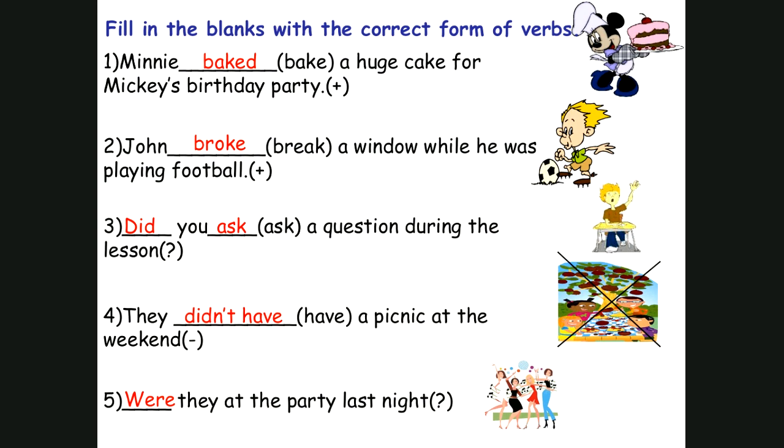In the first one, you have to create an affirmative sentence. The past of bake would be baked. This is a regular verb. Minnie baked a huge cake for Mickey's birthday party. Now, in the second, you have to create an affirmative sentence with the verb break. Break is an irregular verb. The past of break is broke. John broke a window while he was playing football.